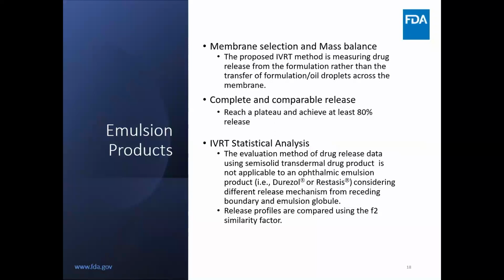One of the major concerns for emulsion products is membrane selection and mass balance study. The proposed IVRT method is measuring drug release from the formulation rather than the transfer of the oil droplet across the membrane to the media. Simply said, the pore size of the membrane should be small enough to hold the emulsion globule, but big enough to release the API. Complete and comparable release should also be considered when you develop the method.